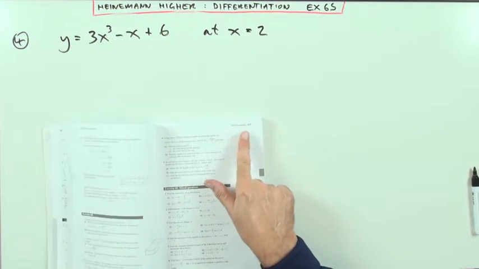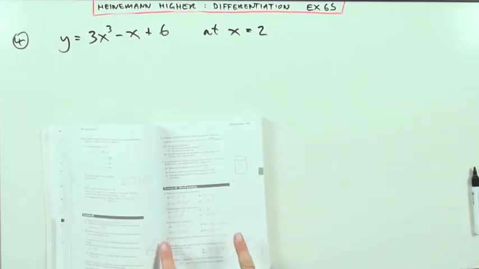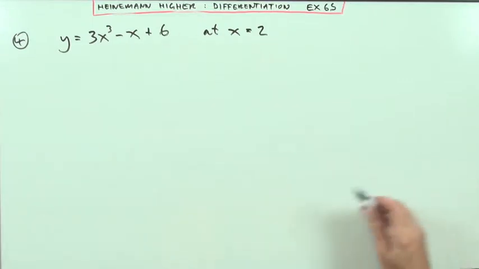Heinemann Higher, Differentiation, Chapter 6, Mixed Questions at the end, Exercise 6S. Number 4, find the equation of the tangent to a curve, this curve at this point.